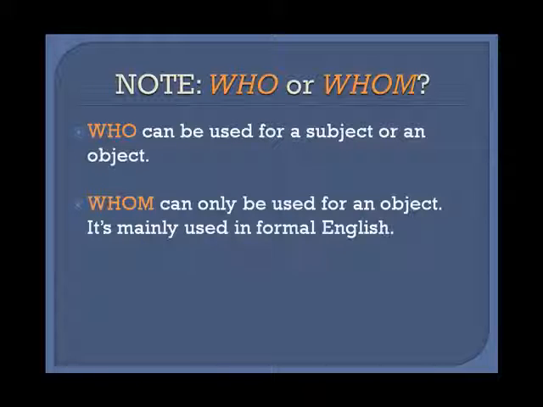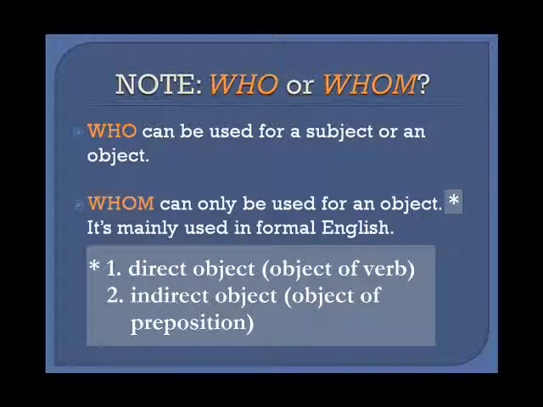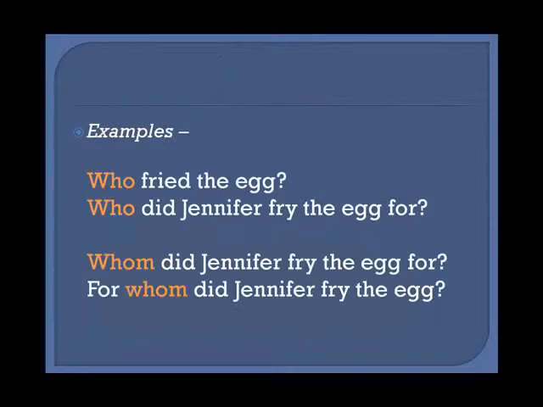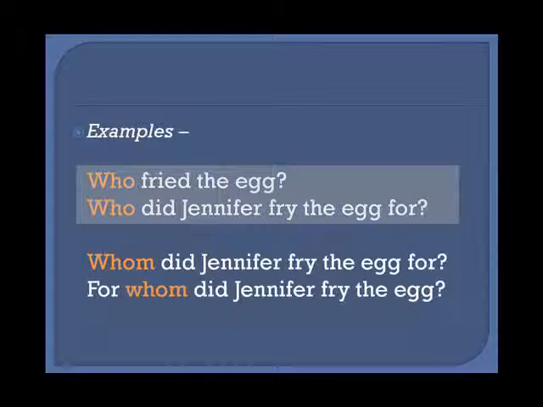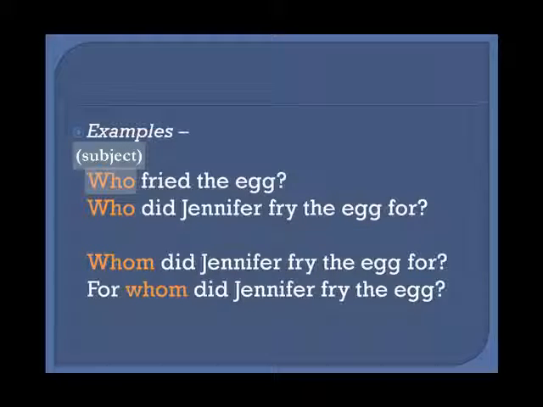Note: who or whom. When do we use these words? Who can be used for a subject or an object. Whom can only be used for an object. It's mainly used in formal English. Examples: who fried the egg? Who did Jennifer fry the egg for? The first question is about the subject. The second question is about the object.